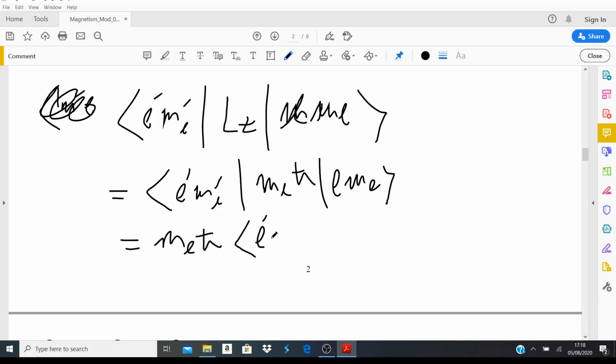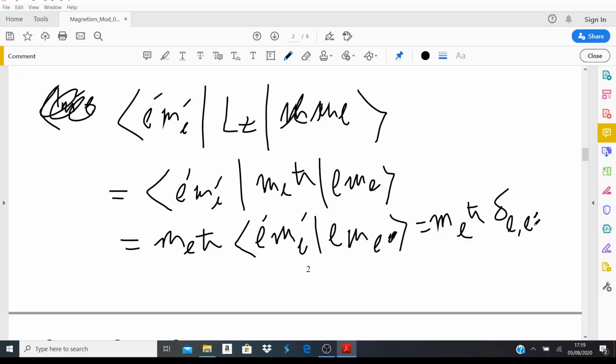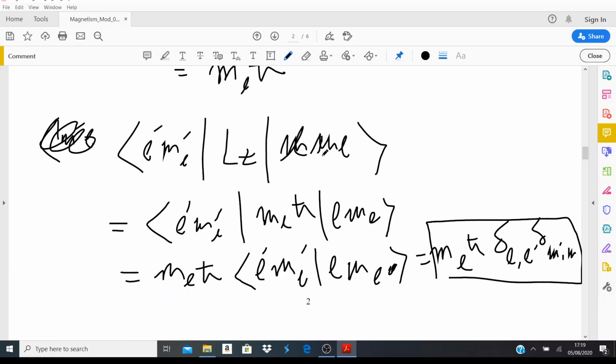Now we have the inner product between ⟨l', m_l'| and |l, m_l⟩. Sorry, there shouldn't be any prime here on the ket. The condition of orthonormality suggests that in order to get a non-zero value, l' has to be equal to l, and m_l' has to be equal to m_l. How do we enforce this condition of orthonormality? You use the Kronecker delta: l must be equal to l', and m_l' must be equal to m_l. That's how you evaluate the expectation value of L_z in different states, |l, m_l⟩ and |l', m_l'⟩.